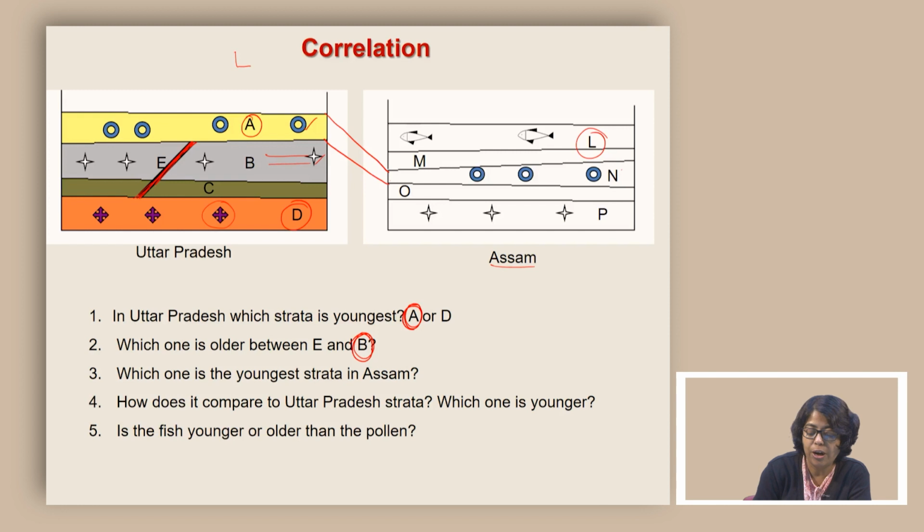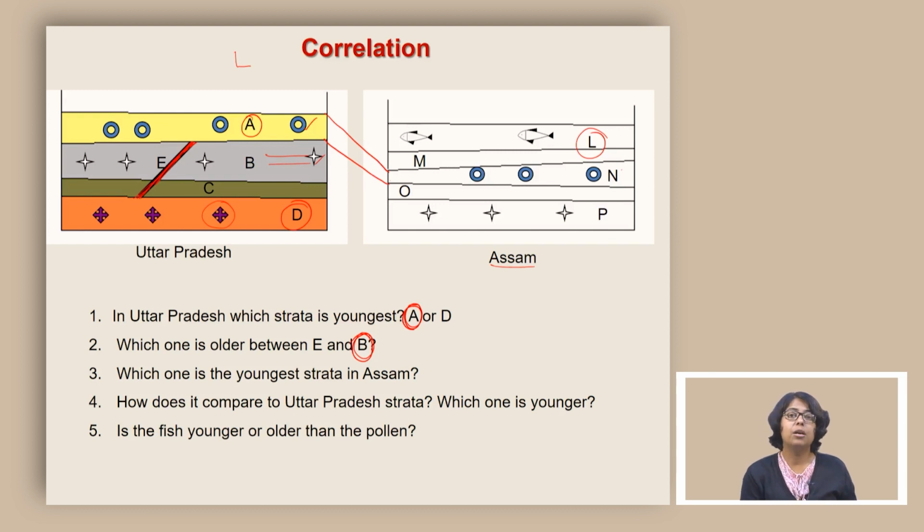So, now if we have to compare A and L, we are going to say that L is actually younger and A is older. So, the Assam strata, at least the youngest strata of Assam, is younger than the youngest strata of Uttar Pradesh. It also tells us something about the age of the fossils too.